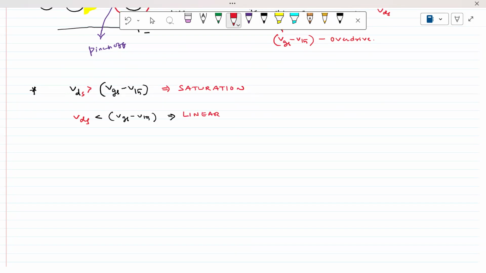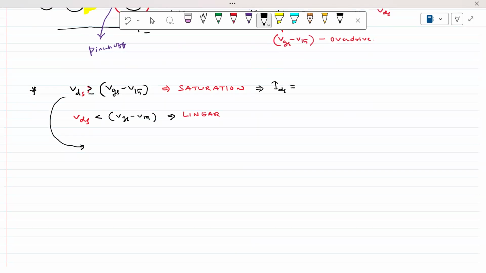Now we want to calculate the value of IDS at saturation. It is also possible to say that the VDS value is greater than or equal to just one threshold less than that of the gate, so if VDS goes more than that, the current also increases. Or we can say something like this: what is the minimum value of this one?